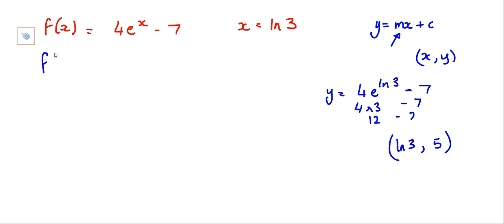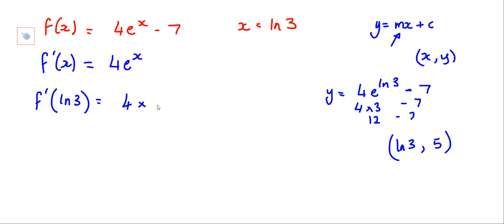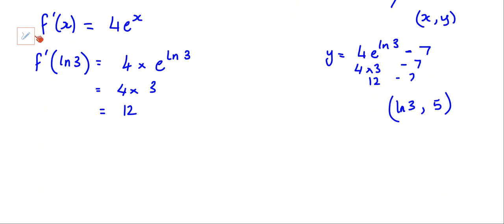Now I have enough information to find the c once I know the gradient. So for the gradient, I have to do f dash of x first. f dash of x is 4e to the x, simple as that. And I have to know f dash of the natural logarithm of 3. So that's 4 times e to the natural logarithm of 3, which is 4 times 3 again, which is 12. So now I have the gradient and a coordinate. So in y equals 12x plus c, I've now got 5 equals 12 times the natural logarithm of 3 plus c.